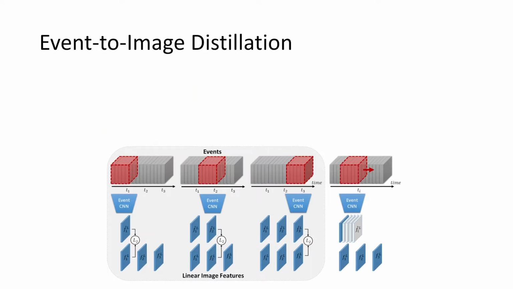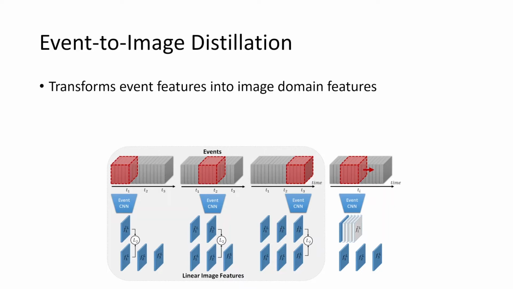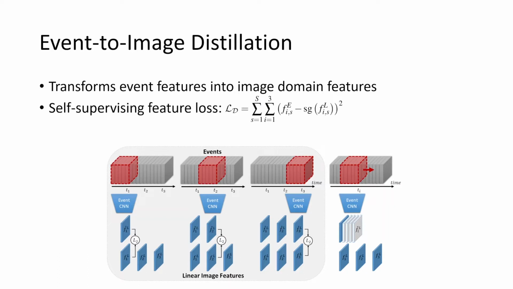Here, I will explain our novel event-to-image feature distillation module in more detail. The idea of this module is to transform the extracted event features into linear image features, since our end goal is to predict an HDR output in the linear image domain. We apply a self-supervising L2 loss on each of the extracted event features and the linear image features at the corresponding timestamps. The image features are considered as pseudo-labels, and we prevent the gradients from updating these values, encouraging the distillation of event features into image domain features.